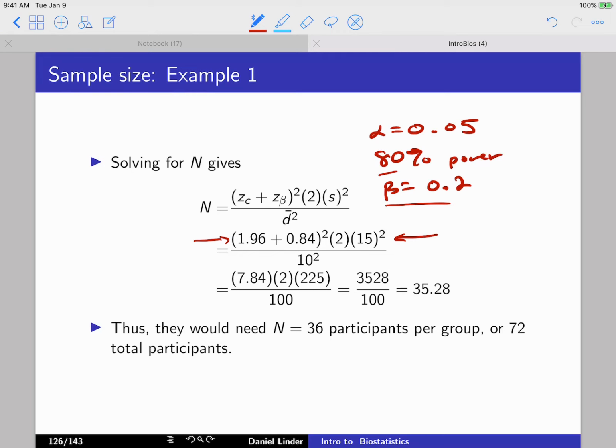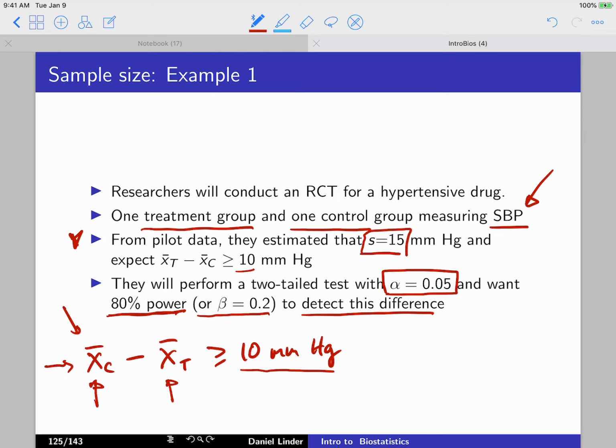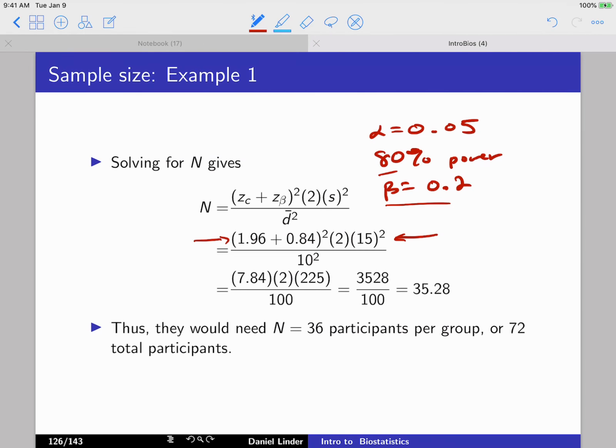The second piece that we need is this estimated standard deviation, and from their analysis or from their pilot data, they estimated or expect that that's going to be 15. Okay, so that's what is here, and it's squared. Okay, and then finally the difference that they expect to see. So they're expecting to see a difference of 10. So they expect the mean systolic blood pressure to be different by 10 between the two groups, between the intervention group and the placebo group. Okay, so that's where this 10 squared comes from.